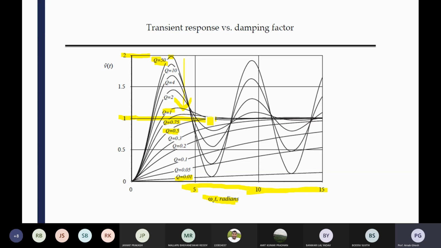You can see from the diagram that critically damped means Q is 0.5 and zeta value is 1. A Q of 0.75 means the zeta value is less than 1, coming nearer to 0.7. And a Q of 1 means the zeta value is nearer to 0.5. Okay, like that. I think all of you are able to understand.